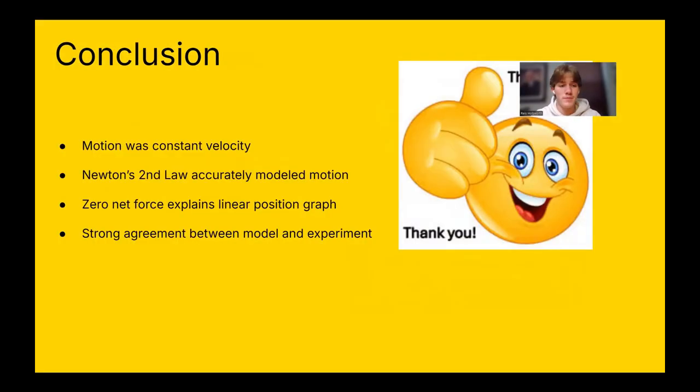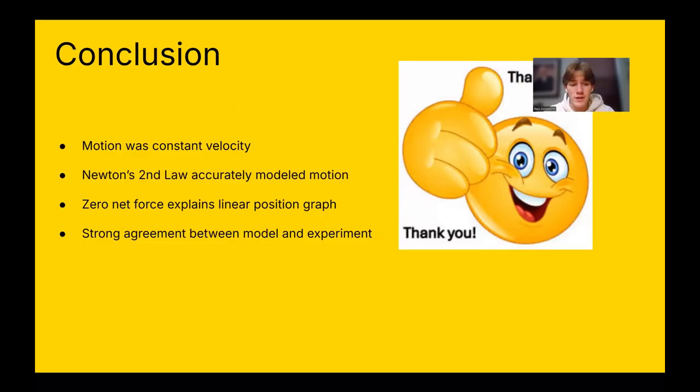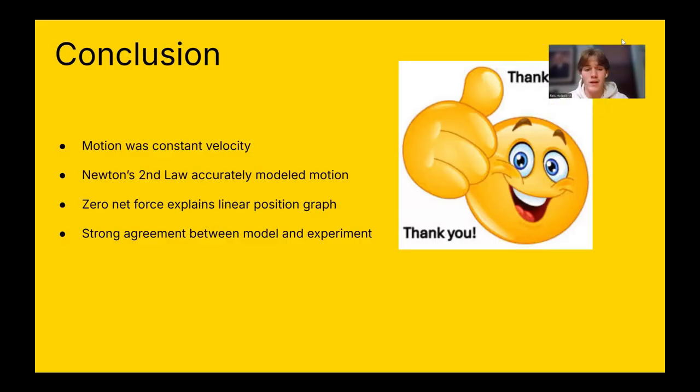In conclusion, the motion was constant velocity as seen on those graphs. Newton's second law fairly accurately modeled the motion. The zero net force explains the linear position graph, as there was no change in velocity as we saw on the graph. And in the GlowScript, position went straight up and then velocity was just flat, showing constant velocity. Comparing the model to the experiment, I feel like we saw that both were relatively similar, and the only difference was possibly due to human error or other assumptions, such as computer error in the coding in Tracker. Thank you for watching.